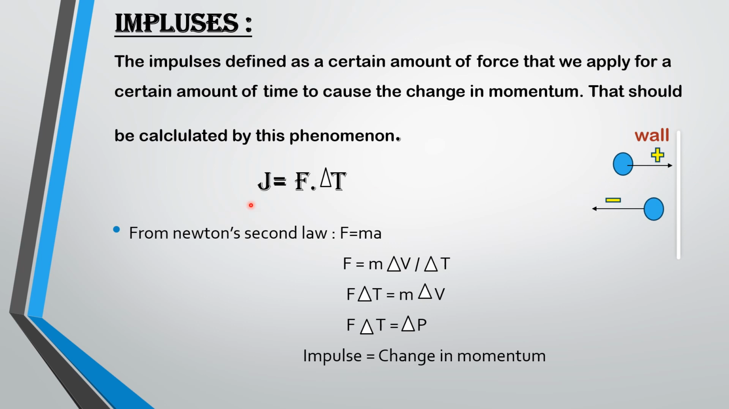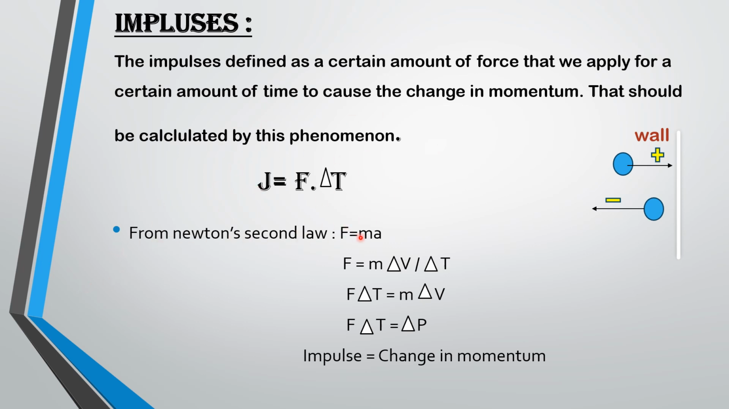Okay, so here J represents the impulse. F means force. T means time, the change in time from hitting the wall and coming back to this position. So we have to calculate using this impulse formula.